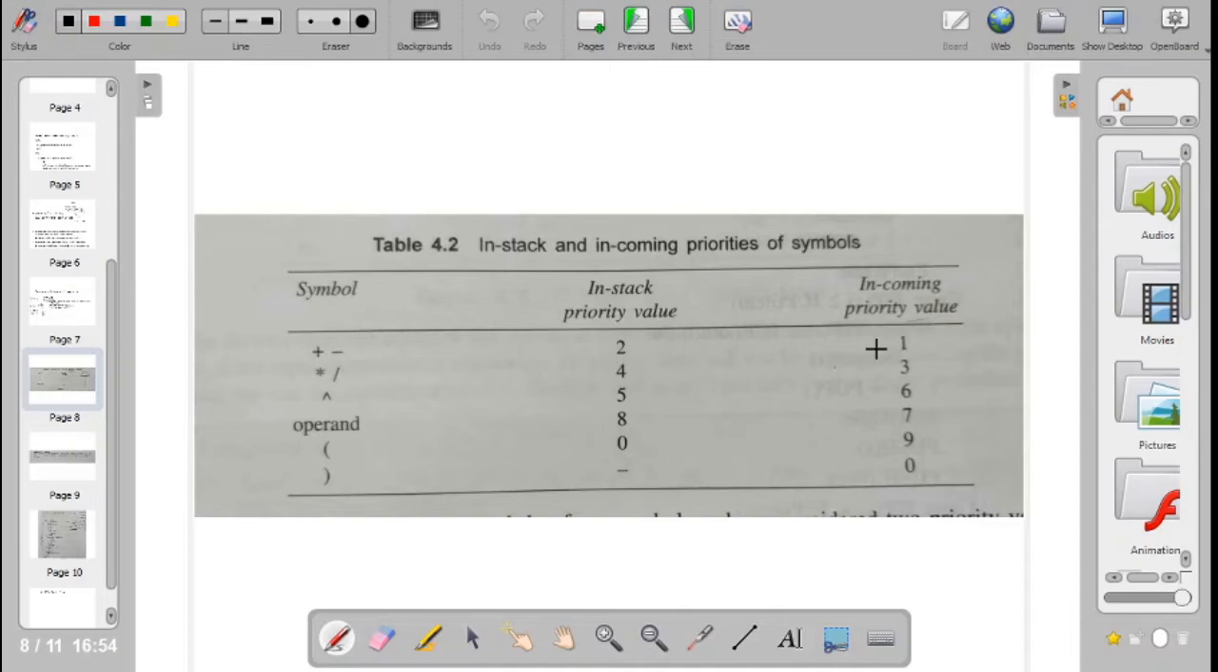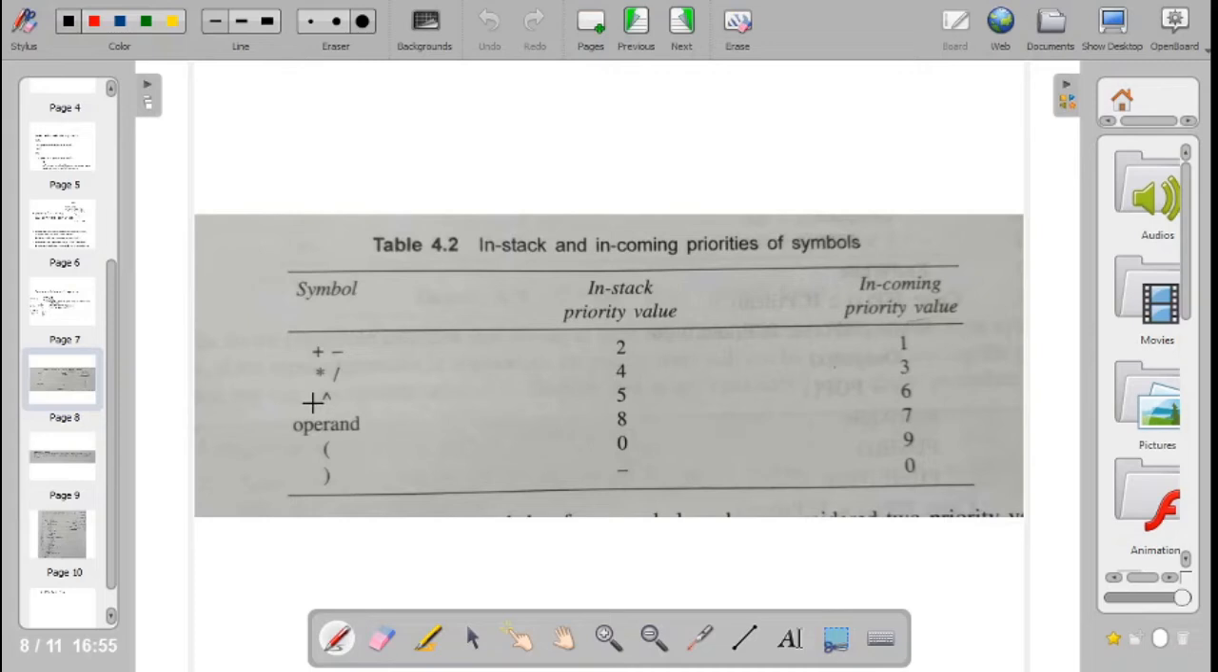Okay, if we take plus minus, this is 1 and this is 2. So the one in the stack has a higher priority. So one in the stack means the operator in the stack. If you think about it, the operators in the stack are the ones which are to the left of the current operator. So since plus and minus are left associative, the one on the left has to be evaluated first, right? So that is why the in-stack priority value is higher than the incoming priority value in the case of the same input symbol itself.